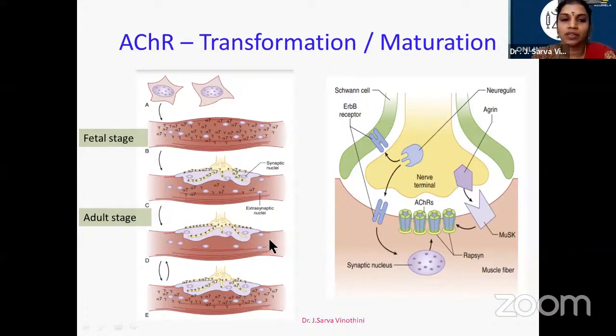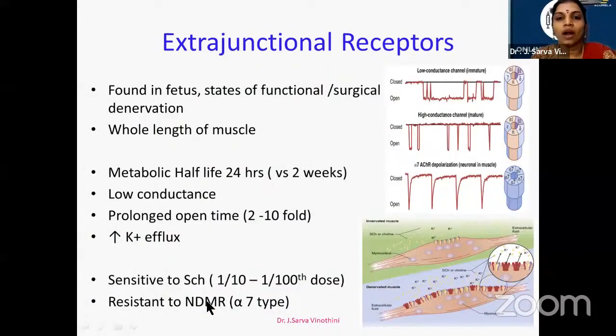But what happens in states of functional or anatomical denervation, as in the case of burns or any nerve palsies? Now this again gets transformed back into the fetal kind of receptor. So this happens in the states of denervation. Again, there's proliferation of the extrajunctional receptors, and the type of the receptor also changes from the mature to the fetal form. So what if it changes? As we saw, this happens in the states of functional and surgical denervation. What happens because of that?